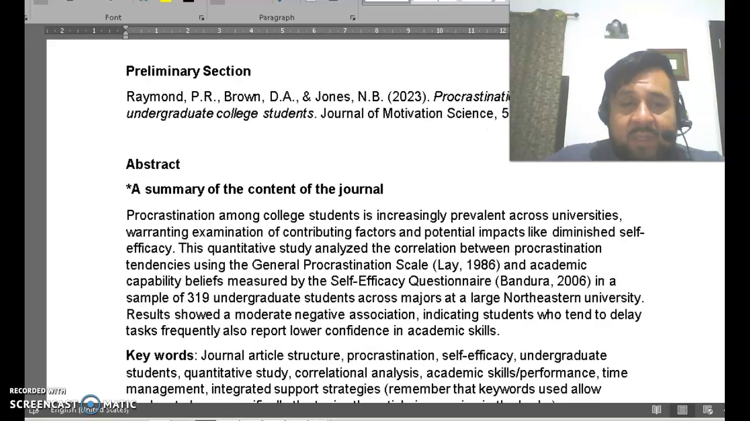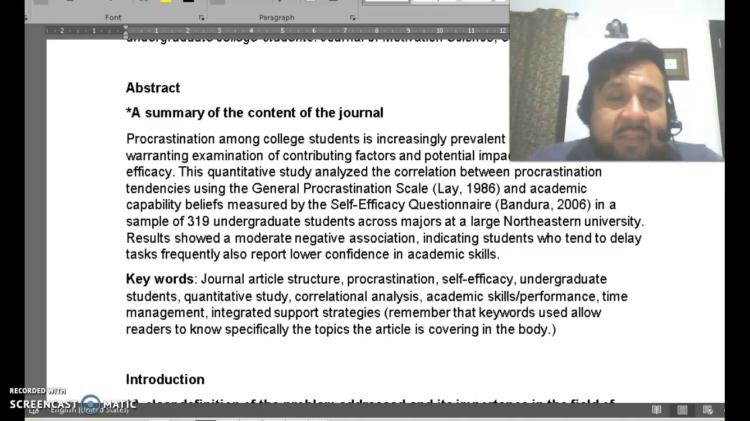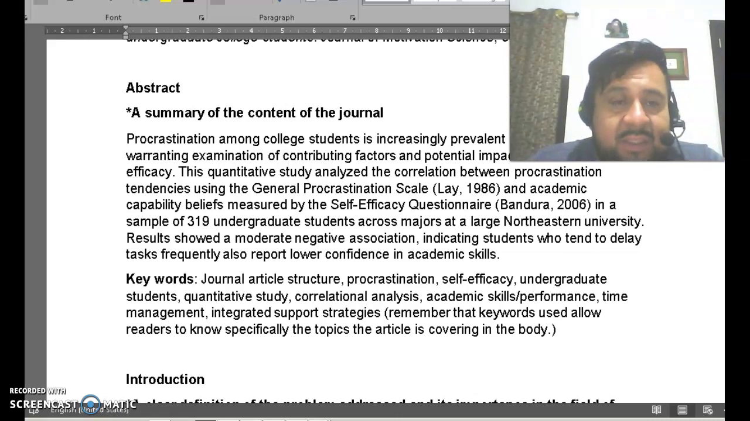First we start with the abstract. As you can see here, the abstract is a summary of the content of the journal. So in that way, before the introduction, the reader will know better what he is going to read about. And this time about this journal, it says that procrastination among college students is increasingly prevalent across universities, warranting examination of contributing factors and potential impacts like diminished self-efficacy.